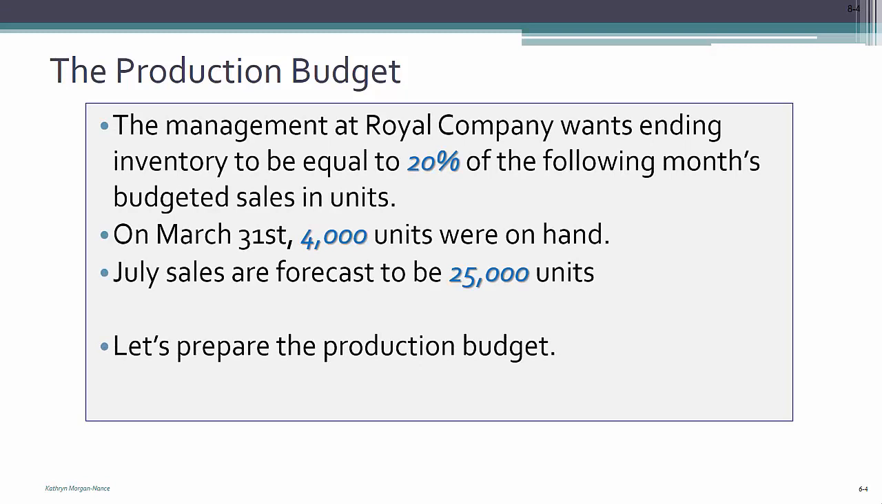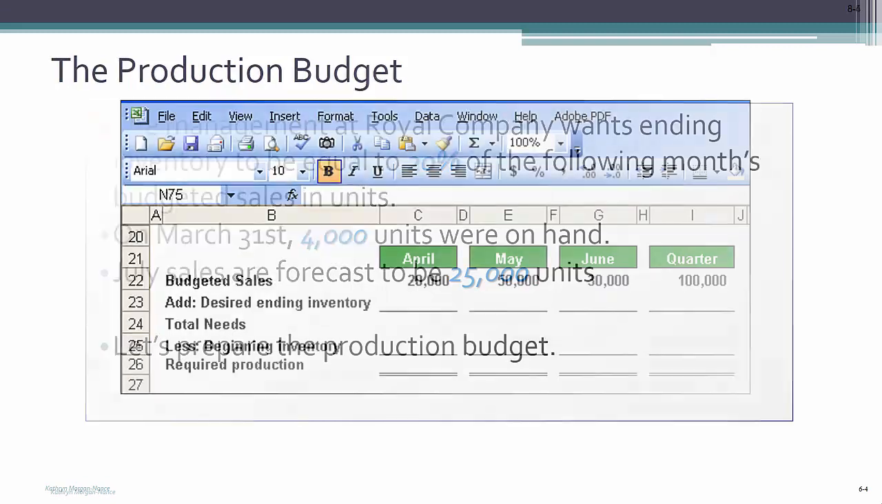Assume the management at Royal wants to minimize the probability of a stock out of inventory items. A policy has been implemented that requires the company to maintain ending inventory of 20% of the following month's budgeted sales. At the beginning of the quarter, Royal had 4,000 units in inventory. And remember, July sales are forecast to be 25,000 units. Let's get started on the production budget.